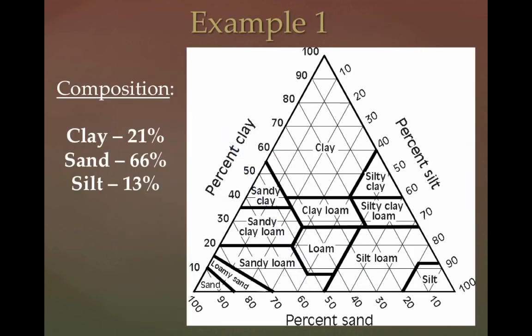Our first example right here has clay with 21%. So we find clay, we find 21%, which is just above the 20, and follow that line straight over. Then we find the percent of sand, which happens to be 66, and so notice that's going to be between 60 and 70%. So we find 66, which is closer to 70, and follow that line straight up. And then finally we find the silt composition, which happens to be 13%.